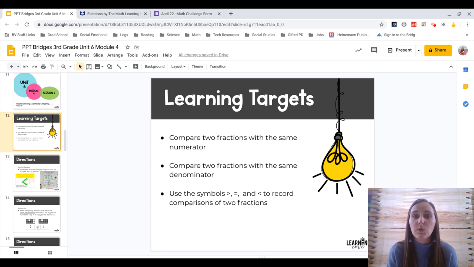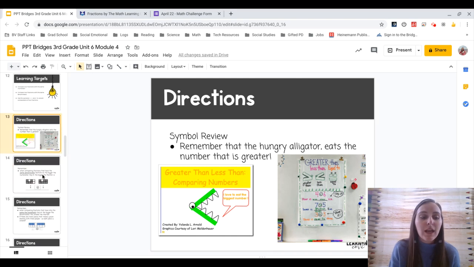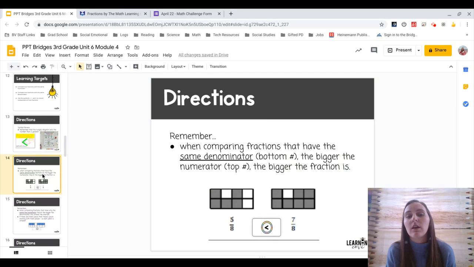So we've done this before when we're comparing numbers, but now we're going to do it when we're also comparing fractions. Just as a reminder, I've thrown in the Number Rock song that I know a lot of you like. Remember that the hungry alligator eats the number that's greater. So if you're drawing your greater than, less than, or equal to and you're getting confused, just remember that little saying in your head.